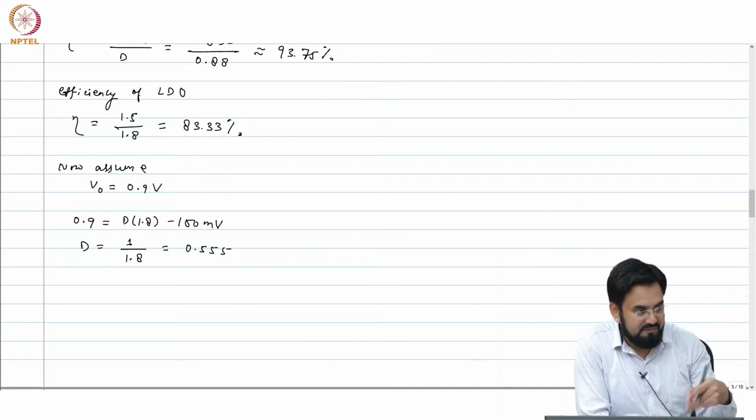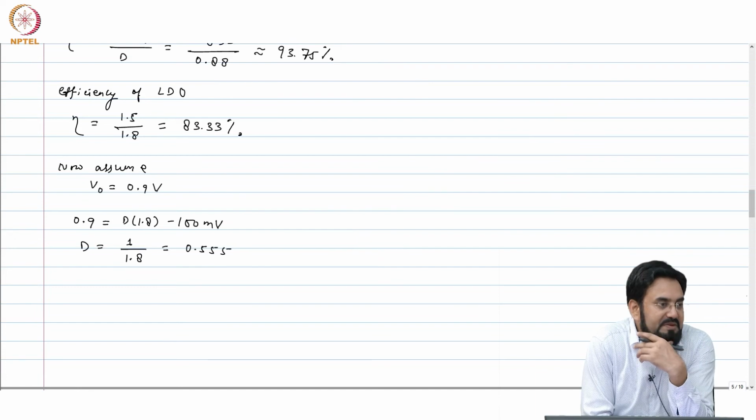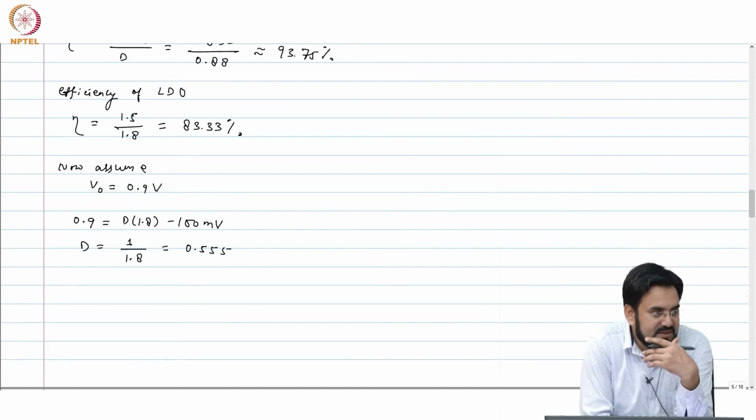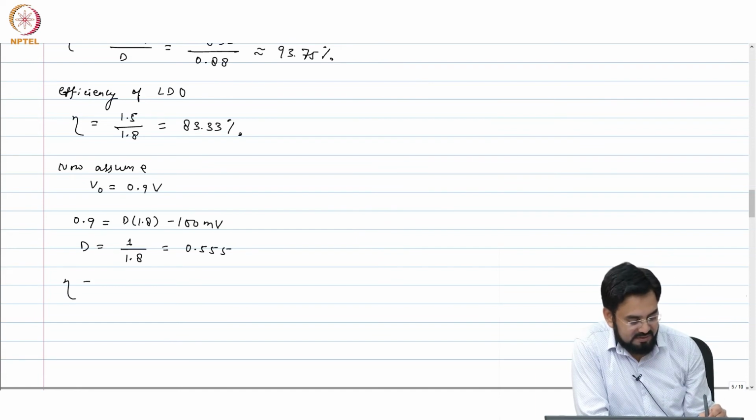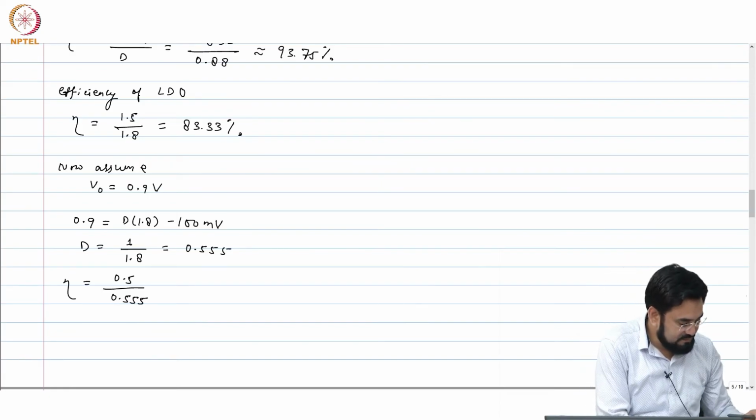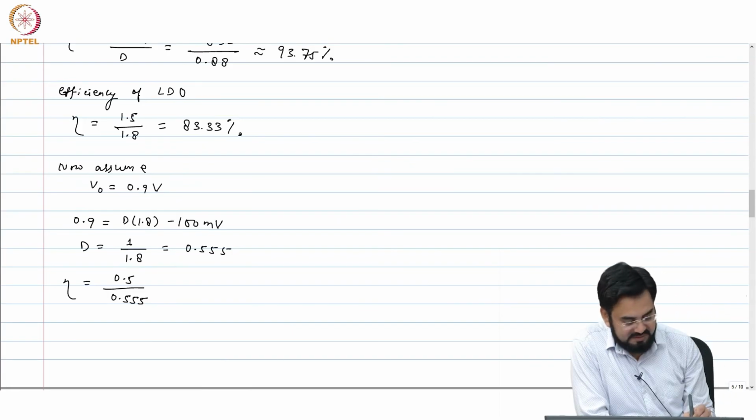Or 0.555. We know under no loss it will be 50%. So you are seeing a 5% difference. So efficiency is how much? 0.5 over 0.555, which is 90%. Correct?